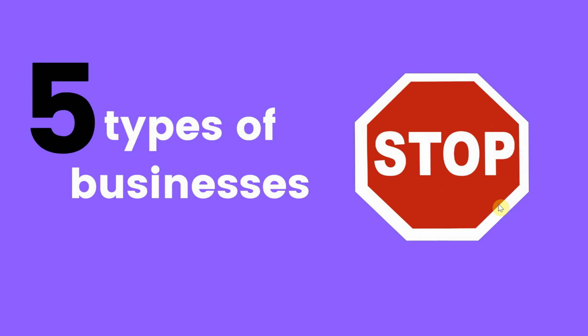Now there are 5 types of businesses that might not be suitable for Facebook advertisement, and with that being said, actually it's not that suitable for anything on social media, as you're going to see very soon. So the first type we're going to talk about is adult content. So anything pornography related, sex toys and everything, that's not going to work. All right, you just can't do that.